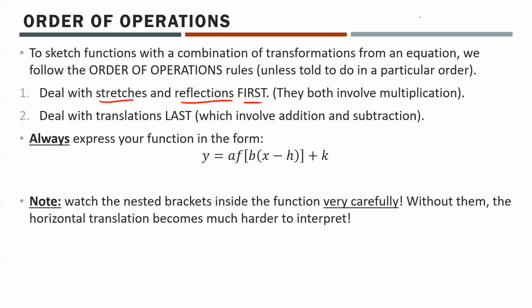The reason for this is you might remember order of operations in general algebra is BEDMAS. In BEDMAS, you do your brackets and exponents first, and then division and multiplication, and addition, subtraction. Long story short, stretches and reflections both involve multiplication. And that happens before translations, in other words, moving things left, right, up, down, because those involve addition and subtraction, which take place after multiplication in BEDMAS.